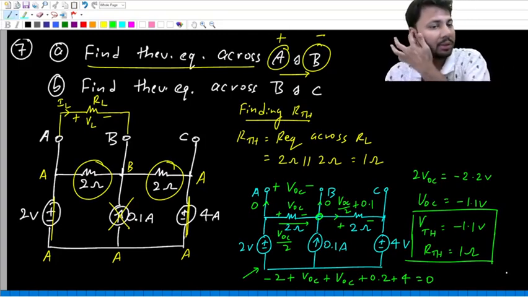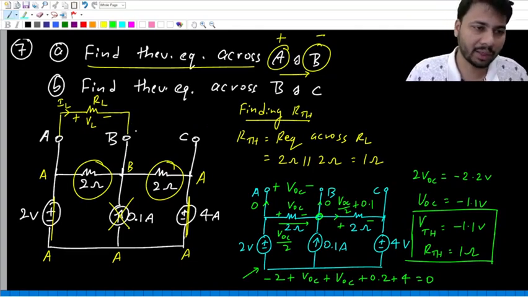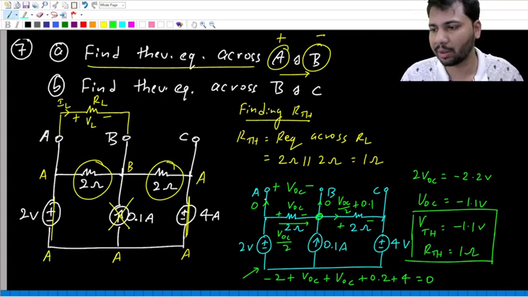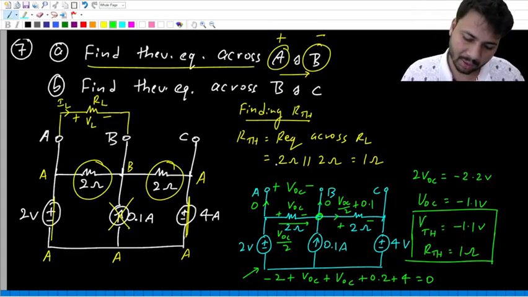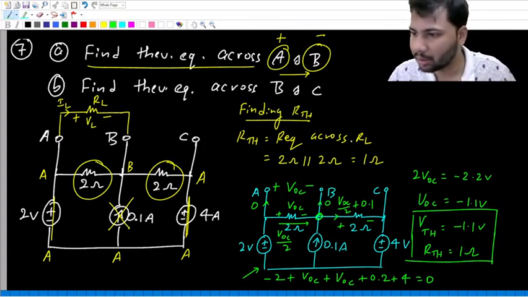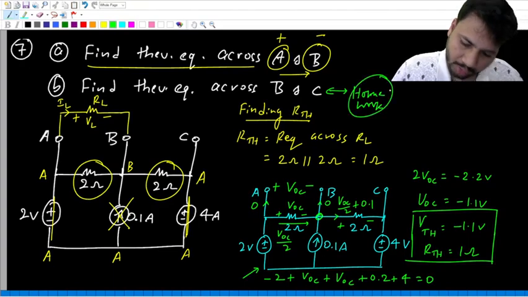Okay. So in the other case, you have to find the Thevenin equivalent across B and C. So in the other case, your load will be connected across B and C, and B will be plus and C will be minus. Even the load current is going to flow from B to C. So please follow a similar procedure and find the Thevenin equivalent for the B case. So I'll leave it as homework. Okay. So B case is homework. Okay.